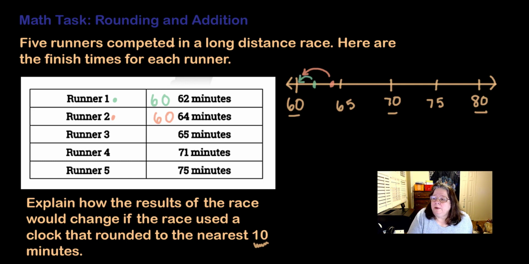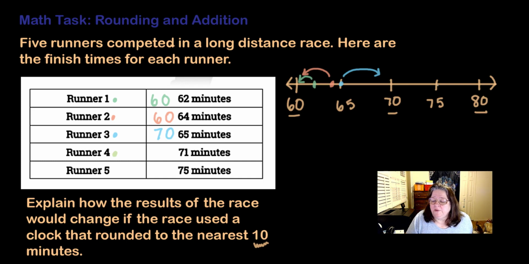Runner number 3 will be, let's go with this color, 65. Oh, that's right here. But remember, anytime we're exactly halfway in between, we're going to round up to the nearest 10. So this one would be 70. Runner 4. Let's try this color. It's a little close to the other one, but not quite. Runner 4 is 71.